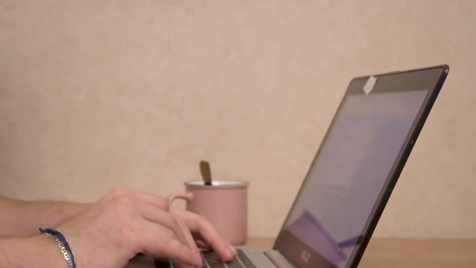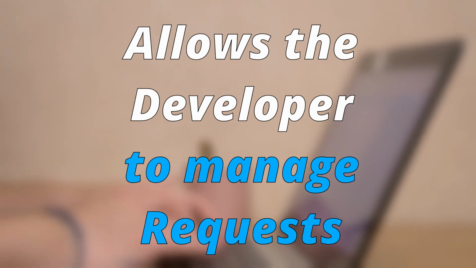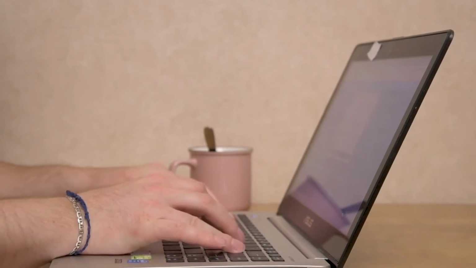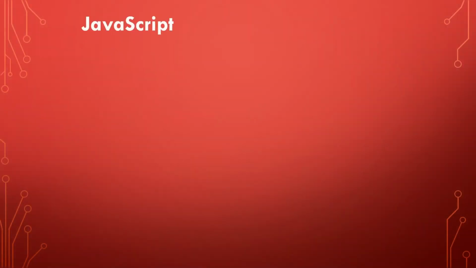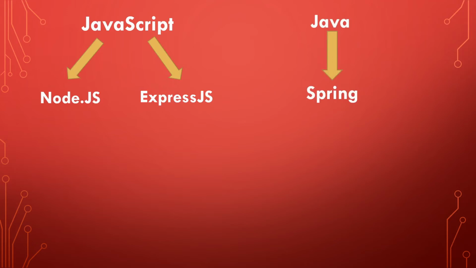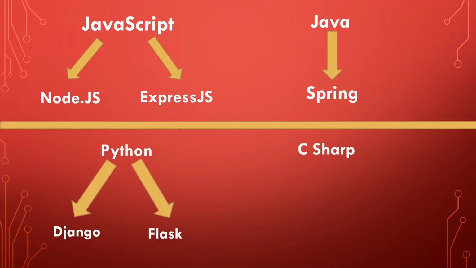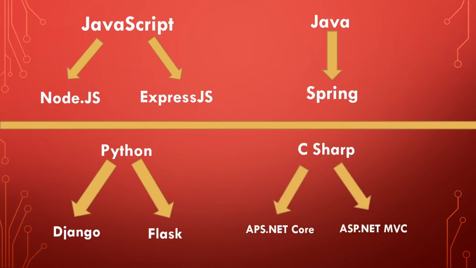Before the user's request travels to the database, the server sends it to the framework, which will allow the developer to manage requests. Let me now offer you programming languages with their associated frameworks. We have JavaScript, which is used both in the front and the backend, with its associated frameworks Node.js and Express.js. Next we have Java, an object-oriented programming language with its associated framework Spring, the famous Python, which is the easiest and the most popular programming language, with its associated frameworks Django and Flask. We have C#, built by Microsoft, and it uses ASP.NET Core and ASP.NET MVC as its frameworks.